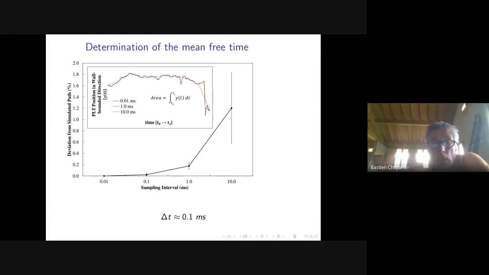The first step is to determine the mean free time, so the time between collisions. This is done by following a trajectory of a platelet and trying to find a discretization which makes no difference compared with the fully resolved fine time scale motion. So the goal is to find at what time basically you experience a collision. Our conclusion is that it's about 0.1 millisecond. That's the time step at which we should look at our platelet.